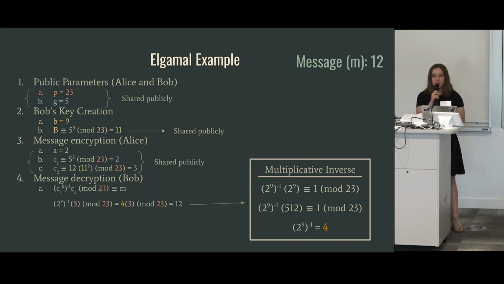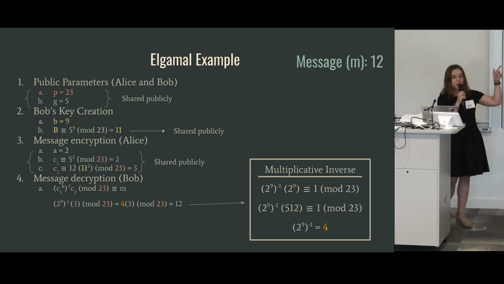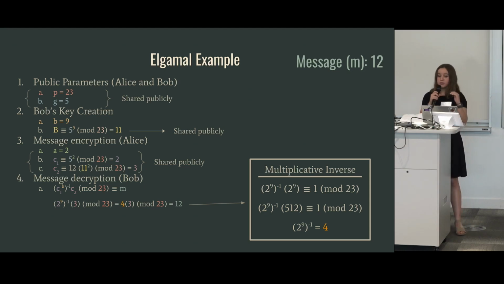Alice is then going to come up with her private key also, which is another random number, and use that and the public parameters in order to calculate C1 and C2. And notice C2 has 12 in it, and the original message that we are encrypting is 12. So she sends both of those numbers to Bob, which he can then use to decrypt the message.